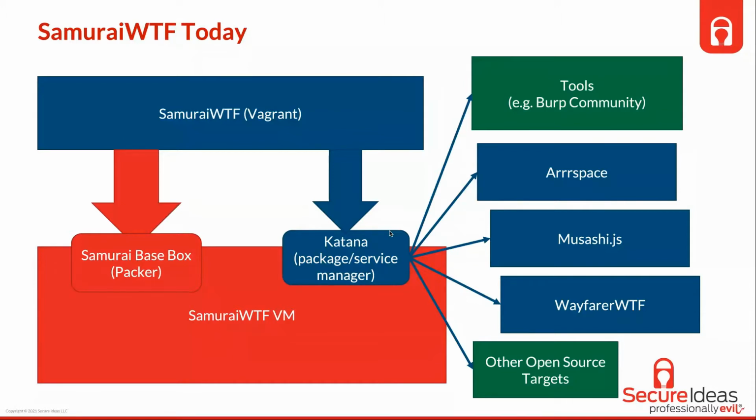Base box is maintained in Packer, but actually Vagrant is basically just downloading it and provisioning a VM based on it. And then it goes and fetches this Katana package manager / service manager. This is something Jason wrote to make a lot of this other stuff easier. So that'll get pulled. Lives in its own GitHub repo. And that's going to get loaded into the Samurai VM and configured.